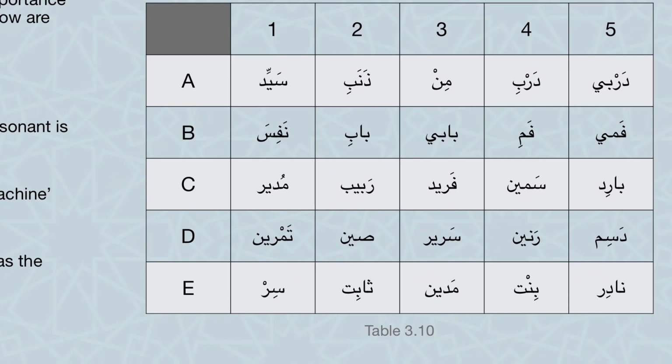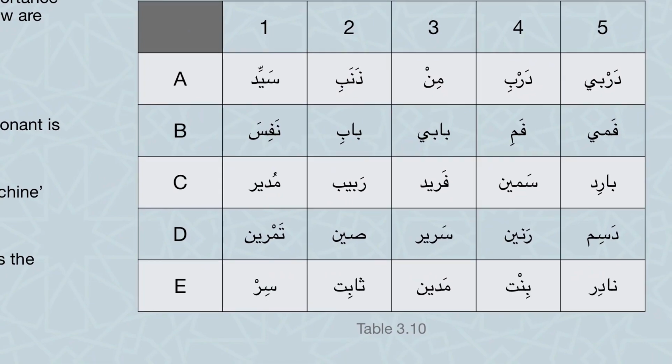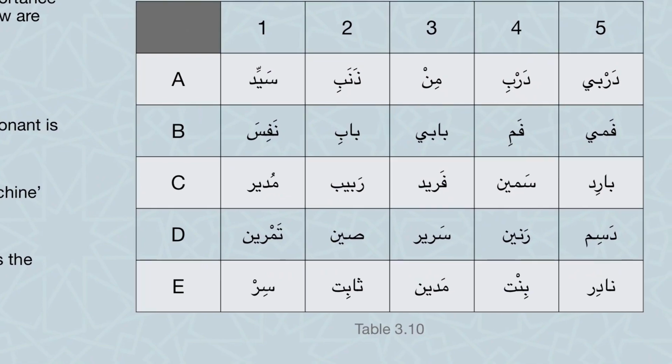So the row C is مدير. Meme has a dhamma, the dal has a kasra, and the ya has sukun because it's a long vowel, so it's مدير. Ra, fatha. The b has a kasra because there's no vowel and there's a ya after it, so it's a long E sound, long kasra. So it's Rabib.